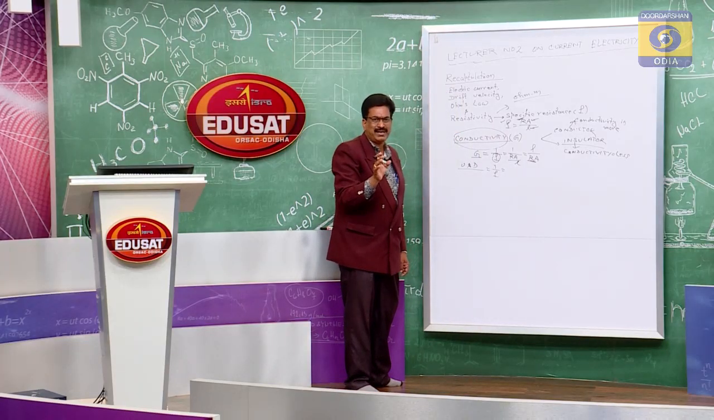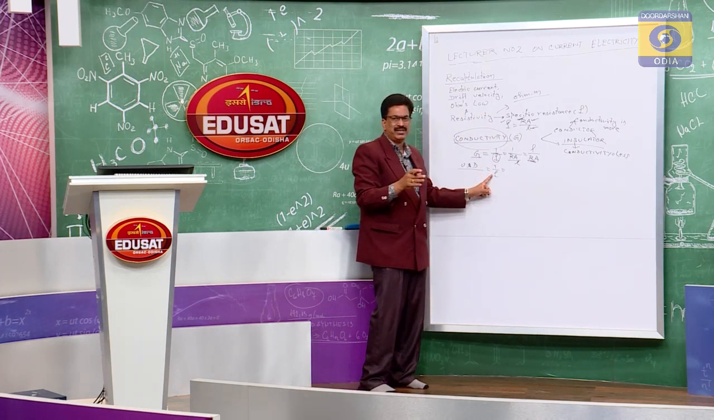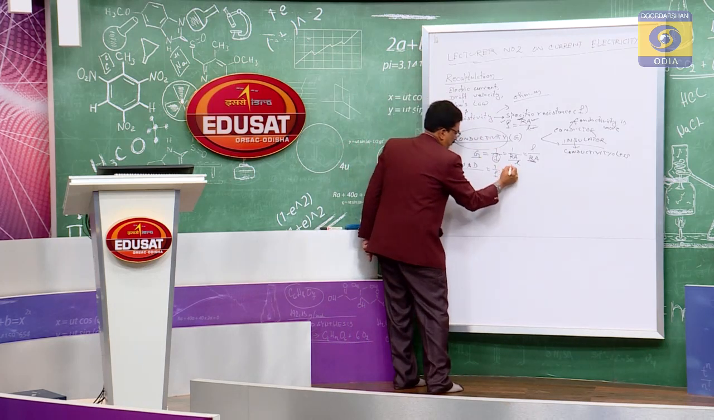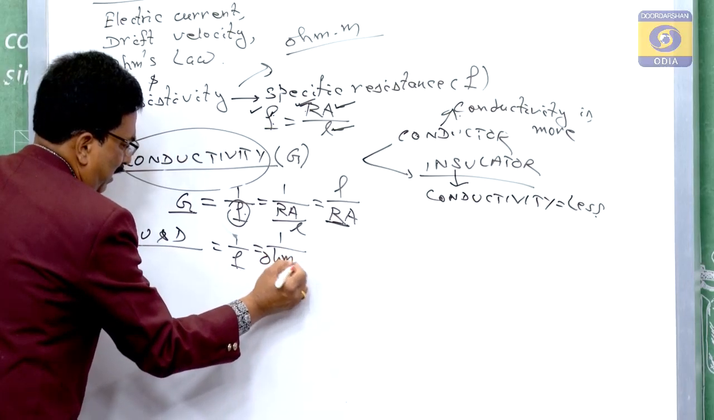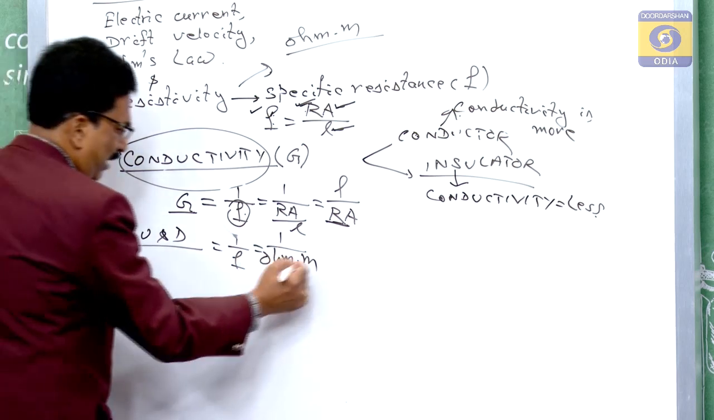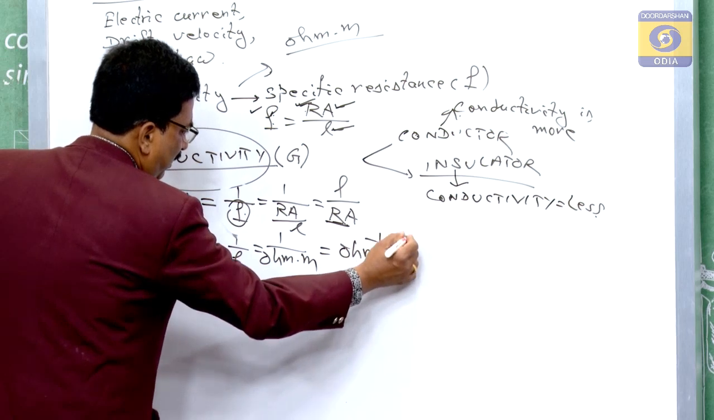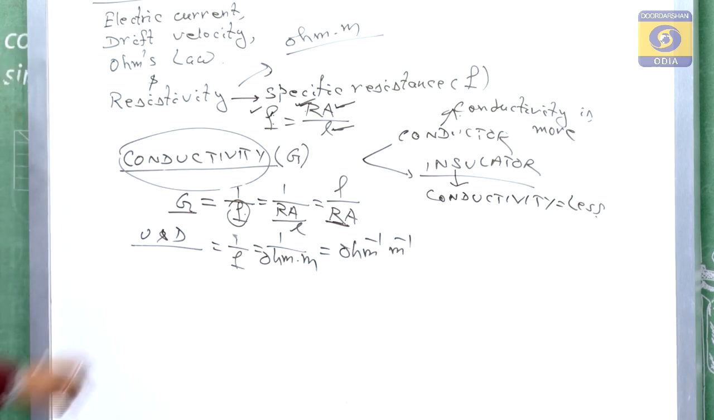If you make the practice as I said in the last class, then you can easily remember that the resistivity is ohm into meter. So, this is equals to 1 by ohm into meter. This can also be written as ohm inverse meter inverse. This is its unit.